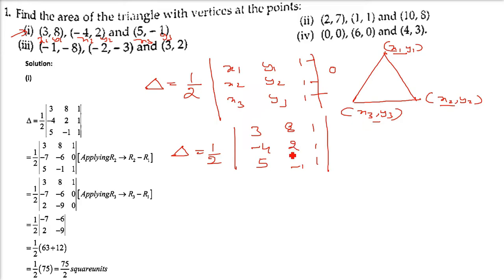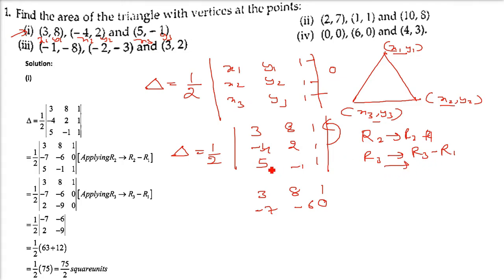Now, other properties can be applied, but here the simple thing is R2 minus R1 and R3 minus R1. Means row 2 needs to be changed to row 2 minus row 1 and row 3 needs to be changed to row 3 minus row 1. We have seen in the determinant solutions also that this is what we have to do. So row 1 will remain intact, 3, 8, 1. Minus 4 minus 3 is minus 7, 2 minus 8 is minus 6, 1 minus 1 is 0. Similarly, R3 is R3 minus R1. So 5 minus 3 is 2, minus 1 minus 8 is minus 9, and 1 minus 1 is 0.